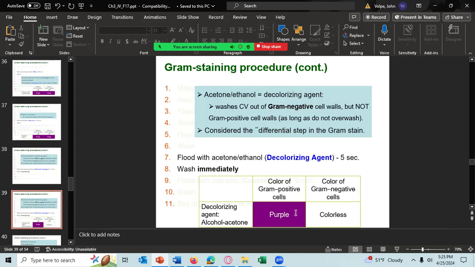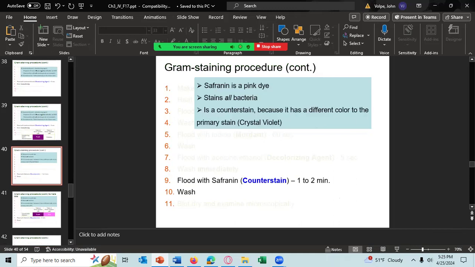And this is why we call this the differential step, because the cells have a different color after the step. You then apply safranin. It's a pink dye. It does stain all bacteria. It's the counter stain because it's the second dye we're using, and it has a different color from the primary stain, which in this case is crystal violet.